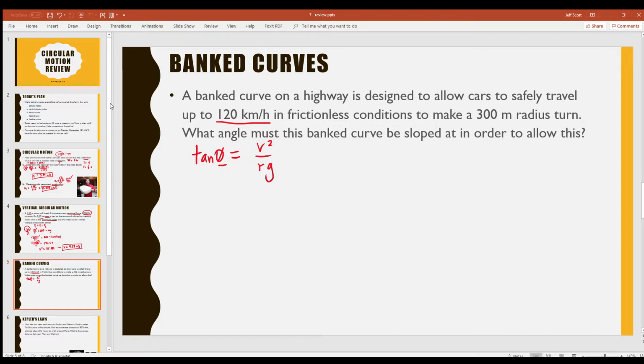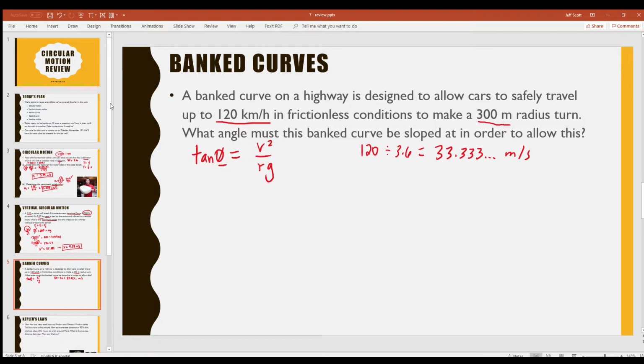We have a radius, and the radius is given to us in meters, so that's good. And then g, of course, is 9.81, which is always given to us. So first things first, we should change 120 kilometers an hour into meters per second. Easiest way to do this is just to divide by 3.6, as we've been doing throughout the course. That's going to give you 33.333 repeating meters per second.